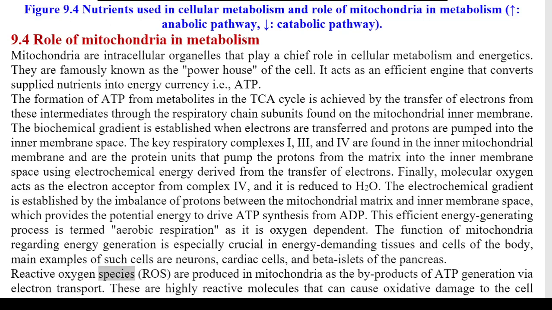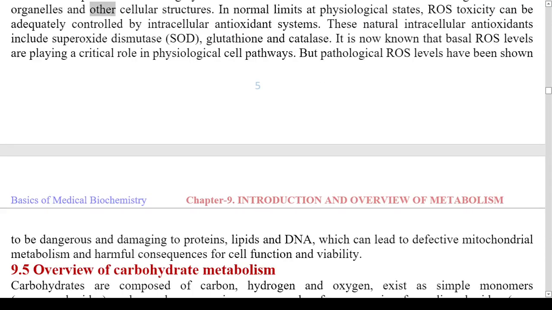Reactive oxygen species, ROS, are produced in mitochondria as the byproducts of ADP generation via electron transport. These are highly reactive molecules that can cause oxidative damage to the cell organelles and other cellular structures. In normal limits at physiological states, ROS toxicity can be adequately controlled by intracellular antioxidant systems. These natural intracellular antioxidants include superoxide dismutase, SOD, glutathione, and catalase.